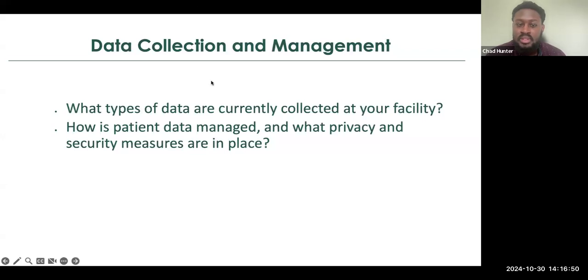Would anyone else like to come up with me and share how data is collected at your facility?